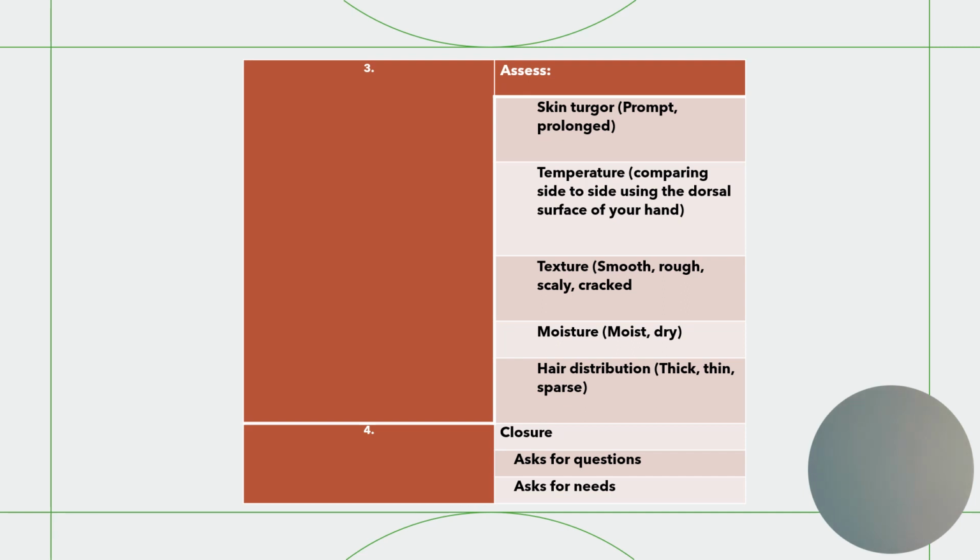Does the client have any questions? Is there anything you can do for them? Making sure that the bed is in the low position, that the upper rails are up if necessary, call lights within reach, bedside table is where they can get to it.